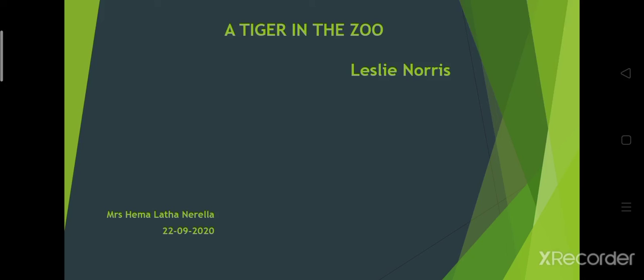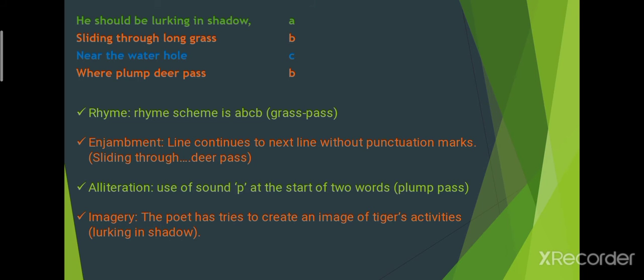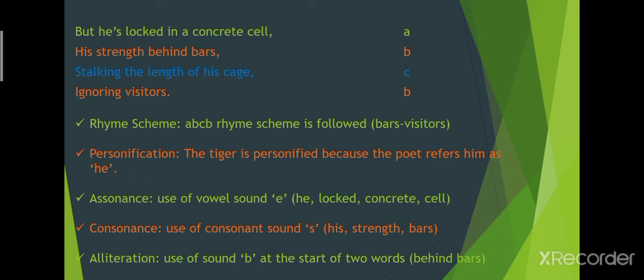Good evening, children. In today's class, we are going to learn the literary devices used in the last two stanzas of the poem A Tiger in the Zoo, written by Leslie Norris. We have already learned the poetic devices used in the first stanza, second stanza, third stanza. Now we are going to the fourth one.